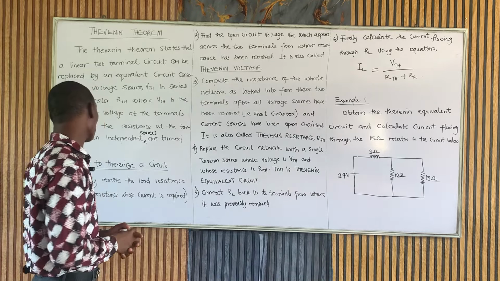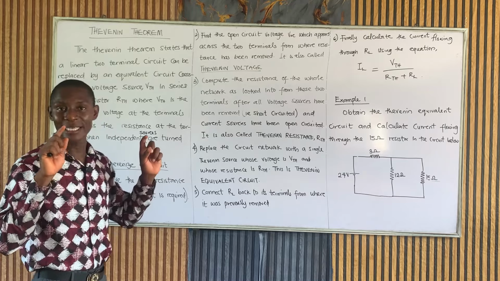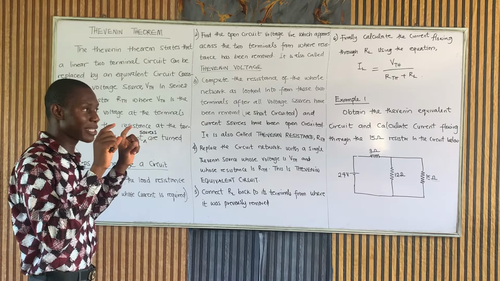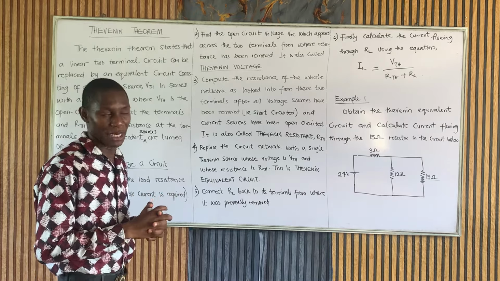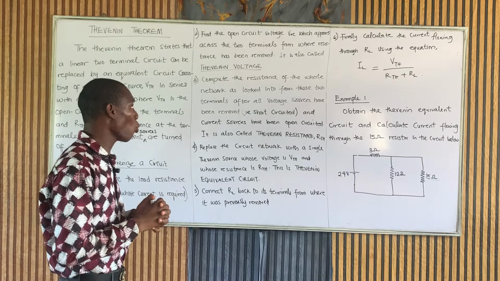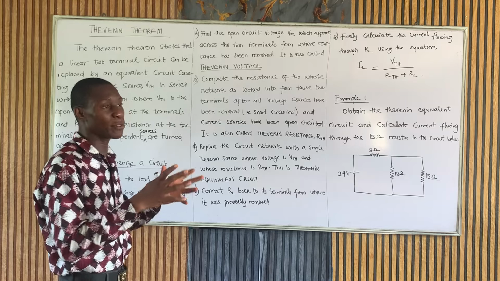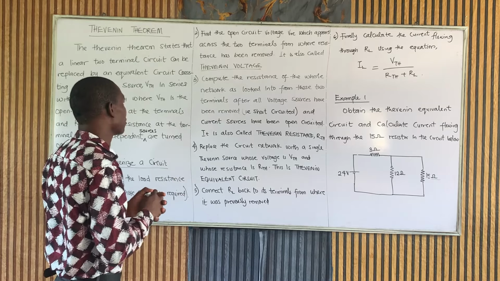Well, the first thing to do is to remove the load resistance. That is the resistance you are asked to calculate the current that is flowing through it. The next is to calculate the open circuit voltage. When you remove the resistance, that place becomes open. The open circuit voltage, calculate the voltage across that open circuit.